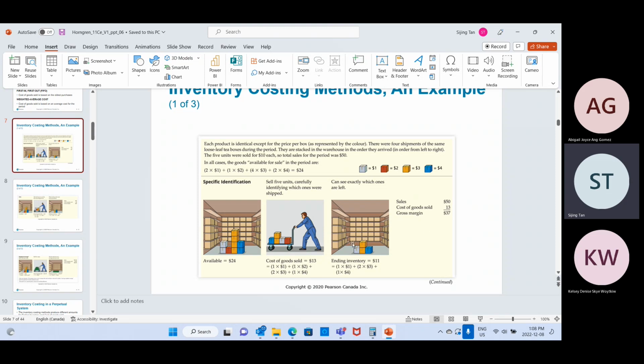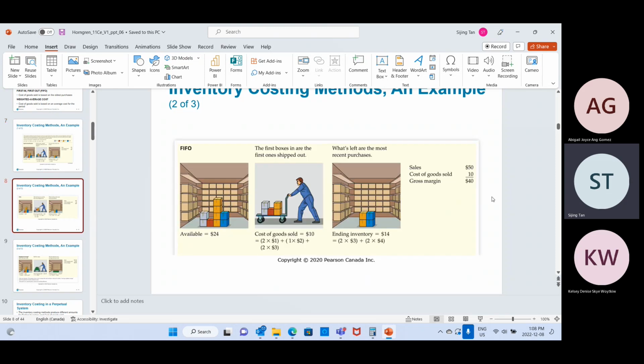Then the ending inventory is easy to see. We have 1 white, so 1 times 1, 2 yellow, 2 times 3, and 1 blue, 1 times 4. So the ending inventory will be $11. So this is the specific identification method.